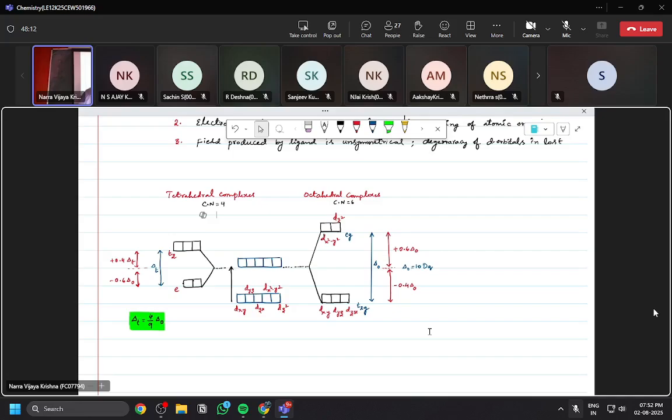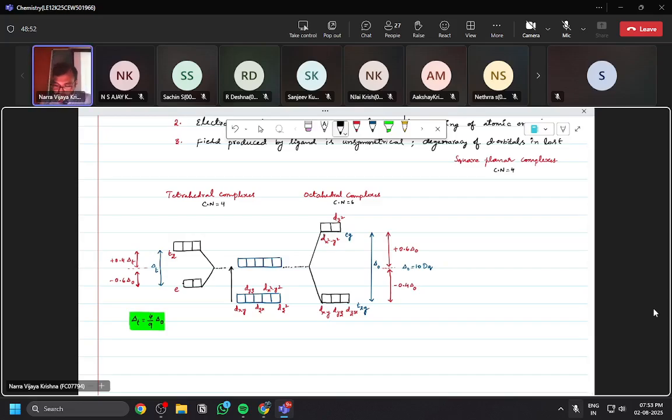Dxy, reasonably better than yz and zx. Reason? The plane is xy only, but the orbital is not along the x and y axes, it lies between them. To some extent they will still experience some repulsion, no? But less than dx square minus y square. Is it clear? So in case of square planar complexes, those orbitals will split further, right?